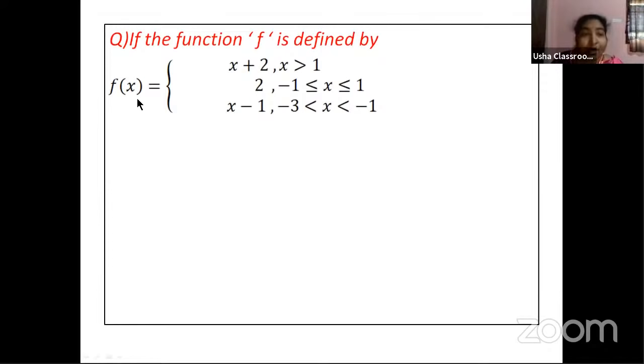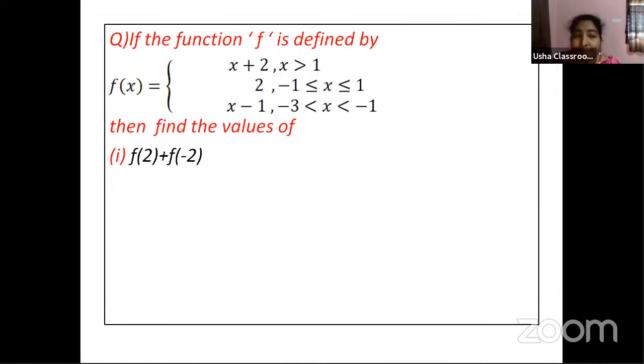Okay. Now, if the function f is defined like this, then find the values of f of 2 plus f of minus 2. F of 2 plus f of minus 2. All right. Now we will look into the solution.